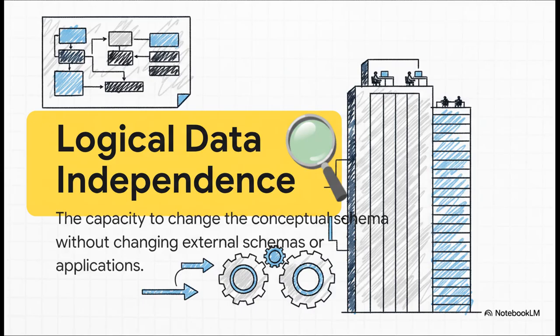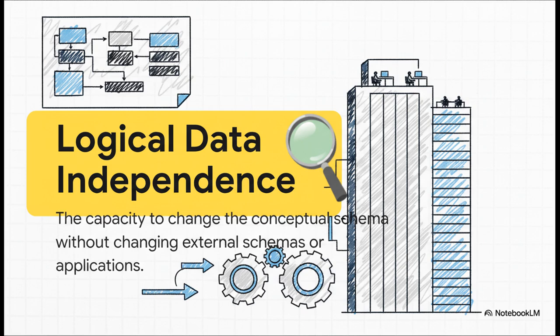Now, this separation gives us some incredible flexibility. The first huge benefit is something called logical data independence. What this really means is that we can change the master blueprint, that conceptual schema in the middle, without breaking what our users see on the outside. It's like adding a whole new wing to our skyscraper without anyone on the top floor even knowing that construction is happening. It lets developers change and improve the database without messing up existing apps.